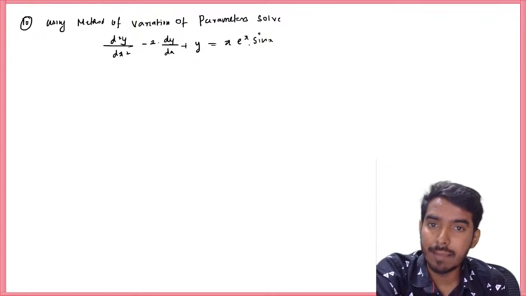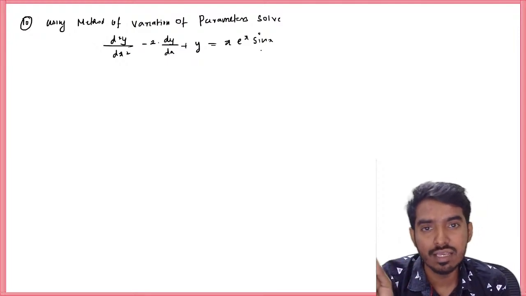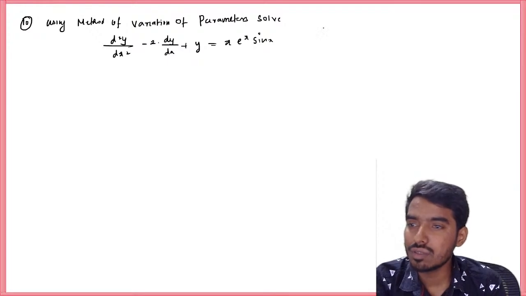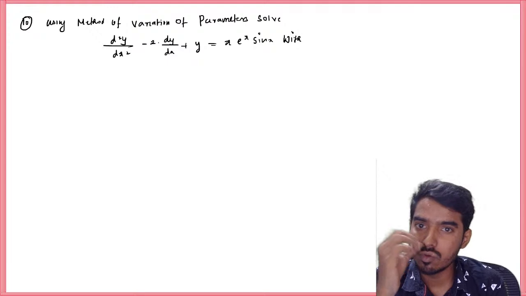This comes under type 5 or type 6, right? Replace d by d plus 1 and solve for x sin x. And for x sin x, you'll be using the formula 1 by f of d times xv, right? Okay. Yeah, watch previous videos. You will know what I'm saying.